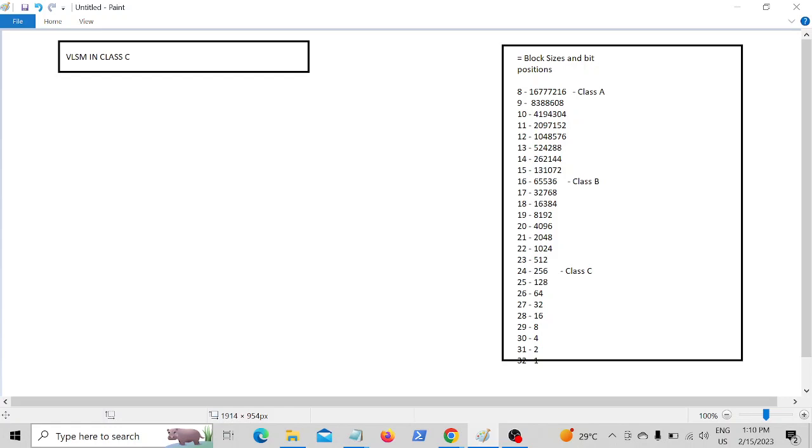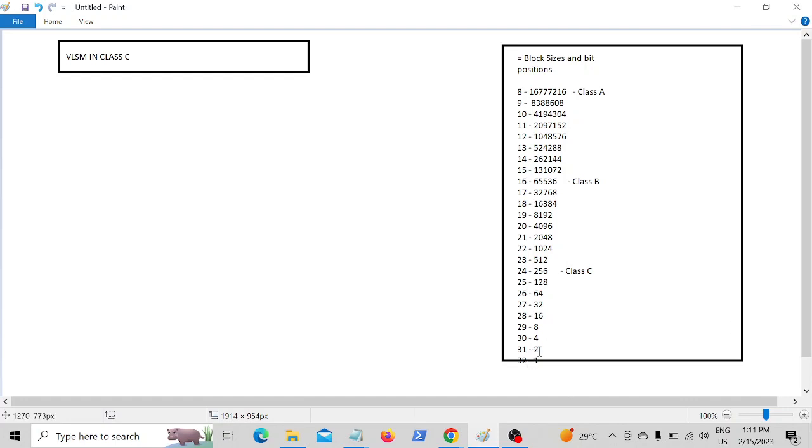Ma'am, a small doubt. You're pasting this block size and bit positions, no? So when it is 8, how do we know that it is 16 or something? Do we have to mug it up, or is there any other way of finding what 8 is equal to? Why do you want to mug up? You just have to know how this subnetting table is working. No need of mugging, you can calculate, right?